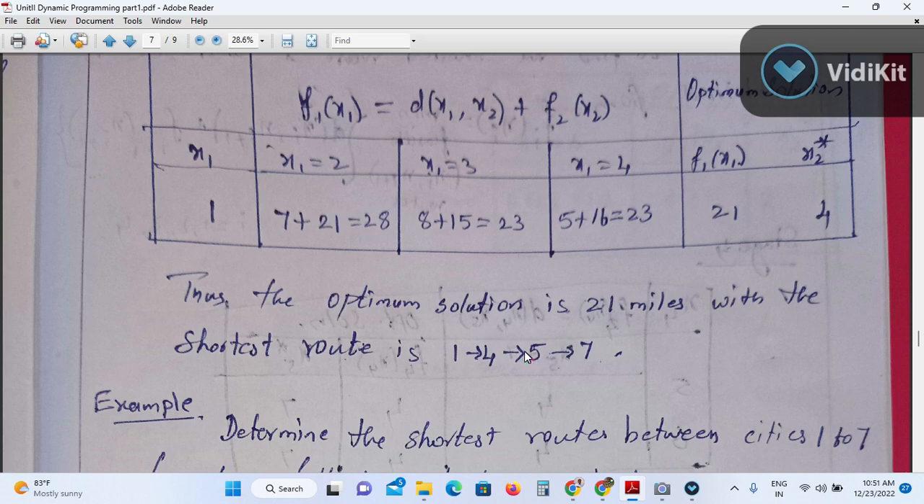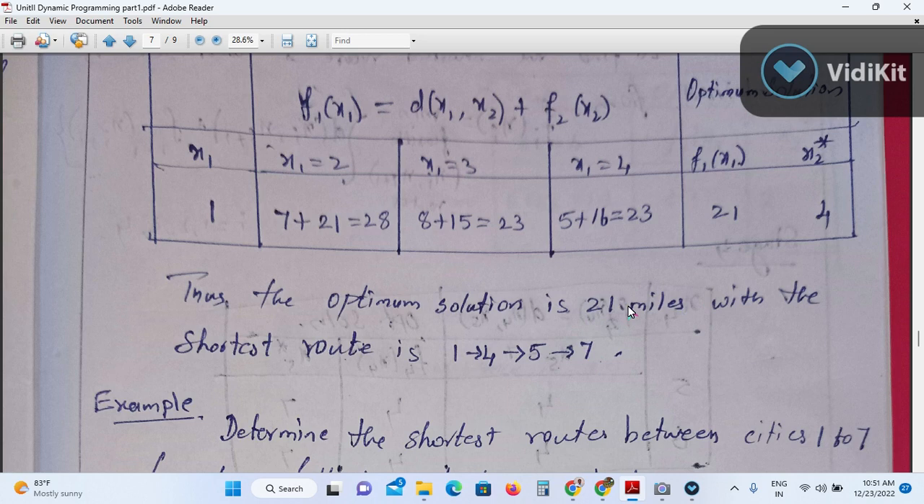Again from 5 to 4, that is this one. From 4 to 1. So this is the shortest route. The same thing we can get from the forward recursive method in the first example, as we discussed, and the corresponding distance is also 21 miles. That is also the same, right?